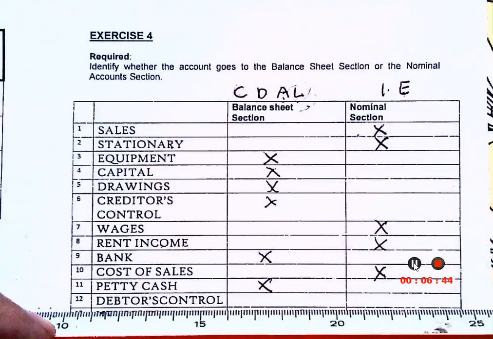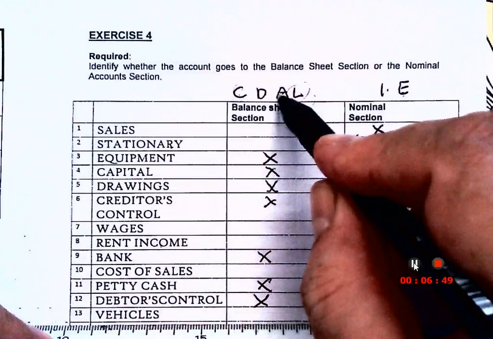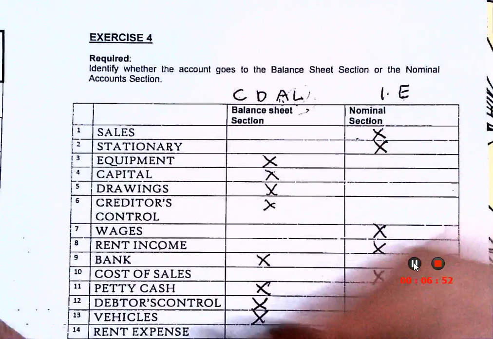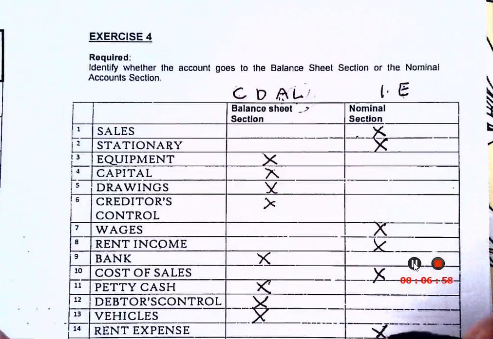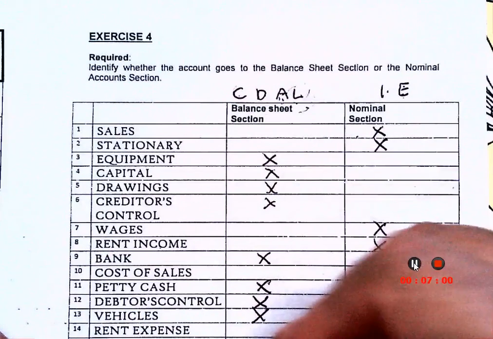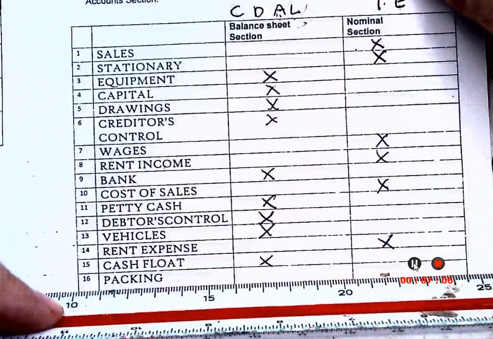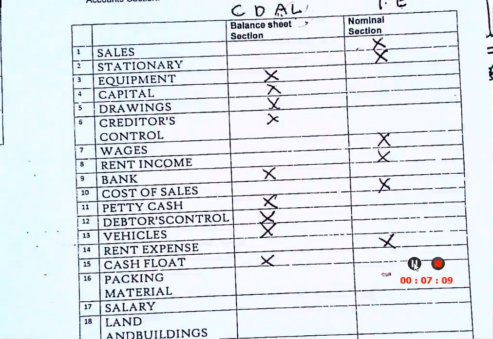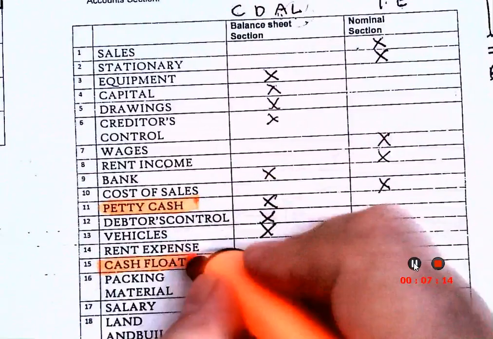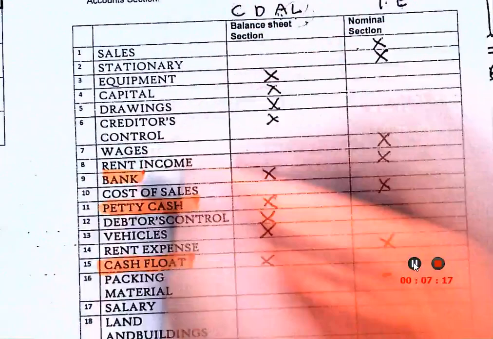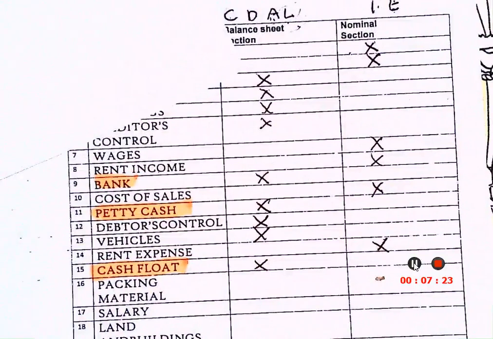Next one. Debtors control is an asset, so it's a balance sheet. Vehicles is an asset, so it's a balance sheet. Rent expense is an expense, so it's a nominal. Cash float is an asset, so it's a balance sheet. Packing material. I just need you to see this. Everything that's cash, my petty cash, my cash float, my bank, cash is an asset because it's money. And money, we all love money.